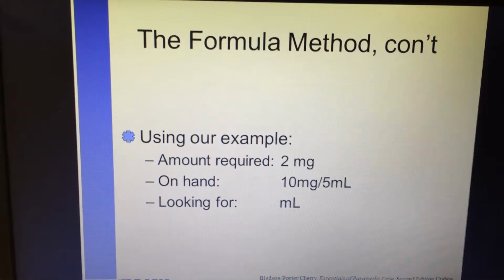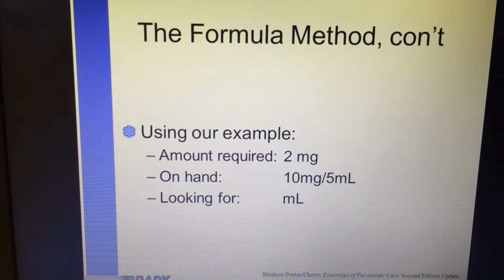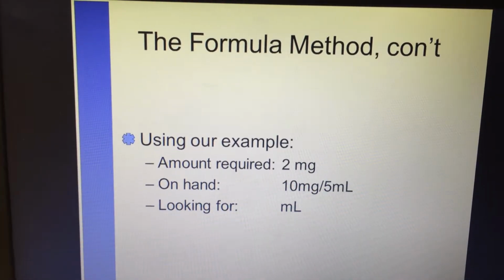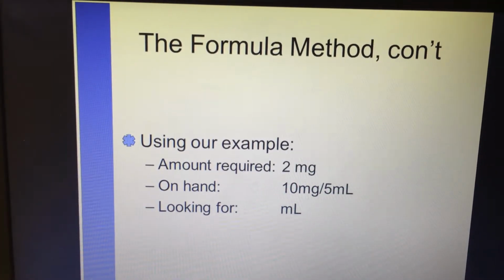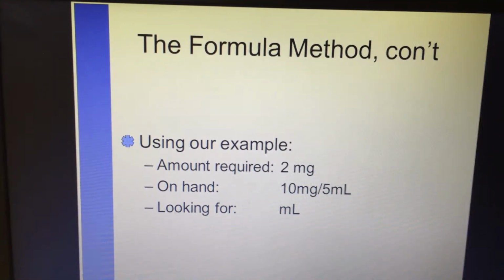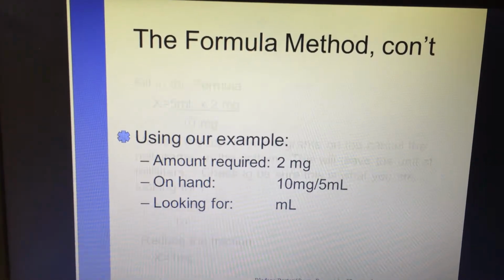So here's our example. You're told to give 2 milligrams of a medication. Your vial concentration is 10 milligrams in a 5 milliliter vial. How many milliliters are you going to give?